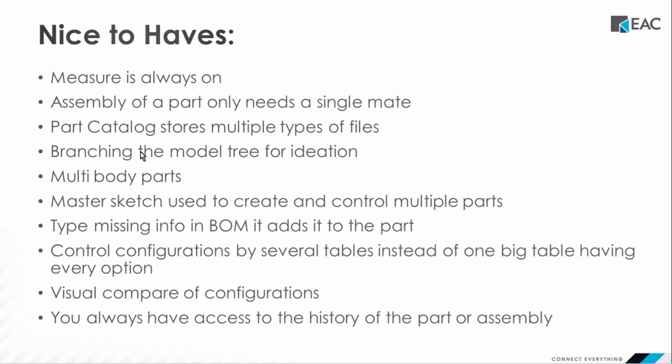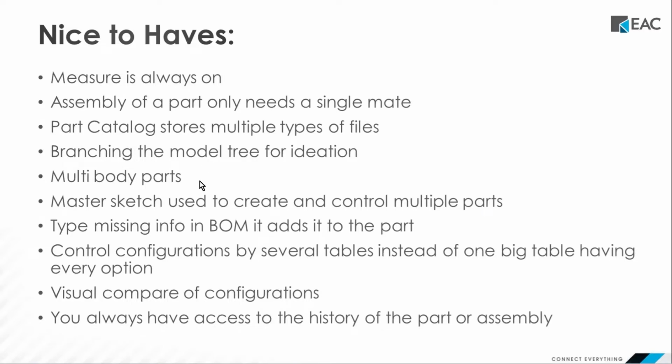But in Onshape, we do this thing called branching. So we have a single feature tree, sort of like a history tree. And we can branch off of that at any point and develop new ideas. And if we like those ideas, we can merge them back into the main tree. I'll show you an example of that instead of talking about it.